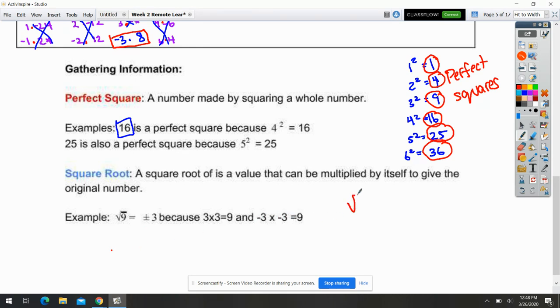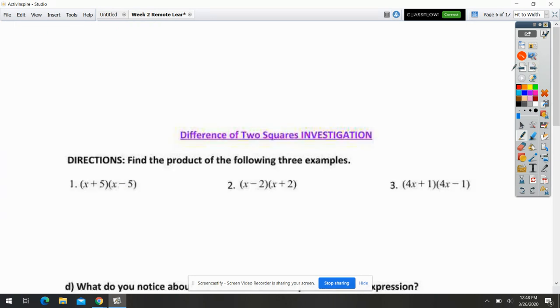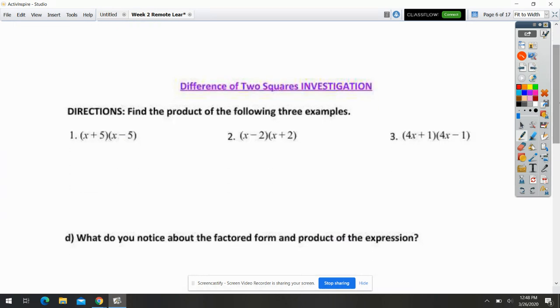Okay, another example is the square root of 16 would be positive and negative 4 because 4 times 4 gives you 16 and negative 4 times negative 4 gives you 16. Another example is the square root of 25 would be both positive and negative 5. All right, so with this in mind, we're going to go into how we do the difference of two squares method. So just a little investigation here before we get into it. Find the product of the following three examples.